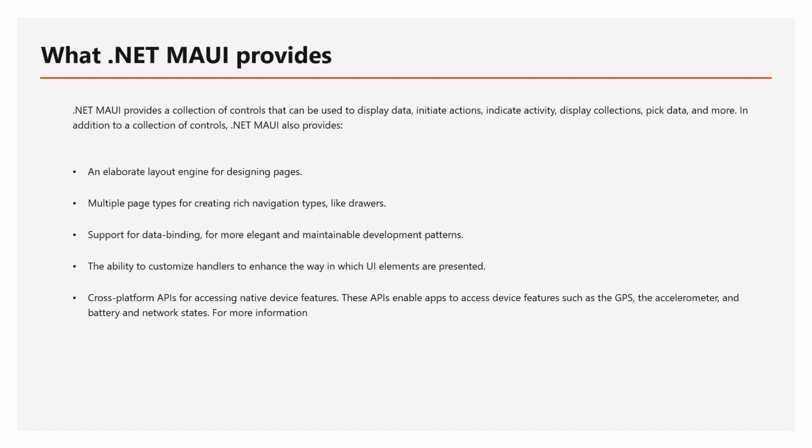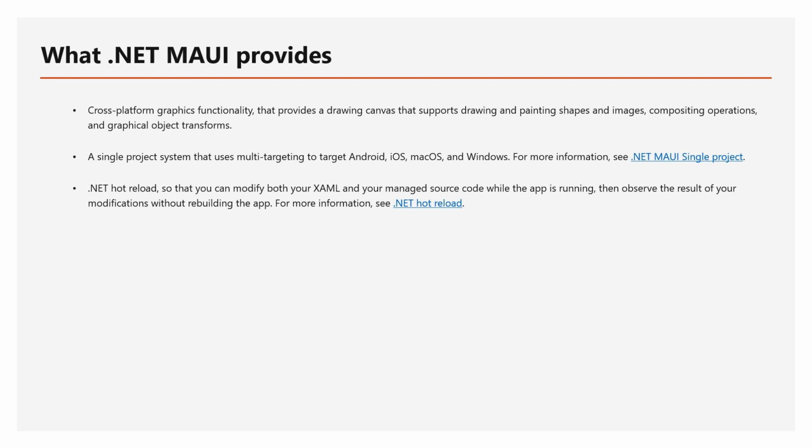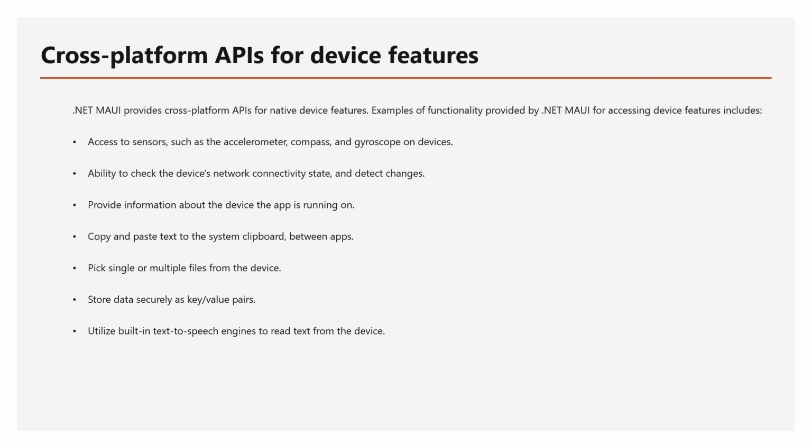As we already discussed, a lot of things can be done through .NET MAUI during development. We have a rich layout engine for designing pages, multi-page types including tabs and navigation types like drawers. It supports things like data binding. It supports the MVVM development pattern, which is mostly required from our development and application perspective. These are all things normally supported by our cross-platform .NET MAUI, along with cross-platform APIs for device features.